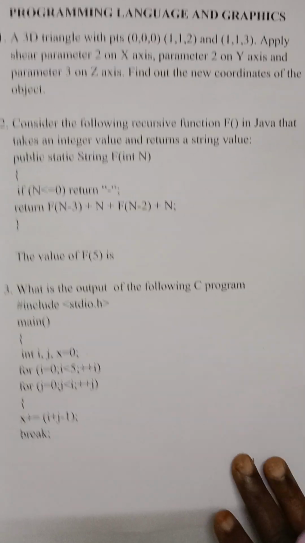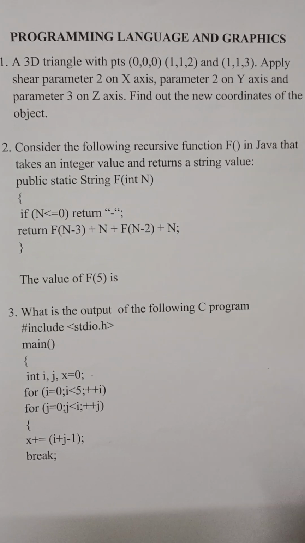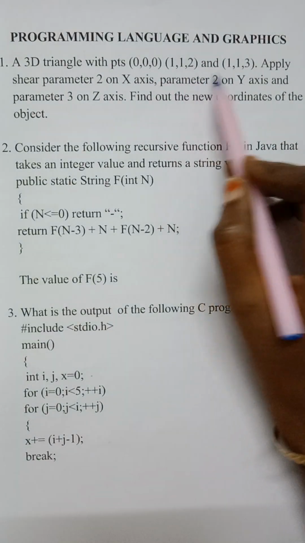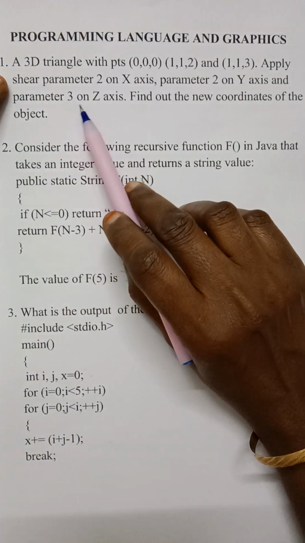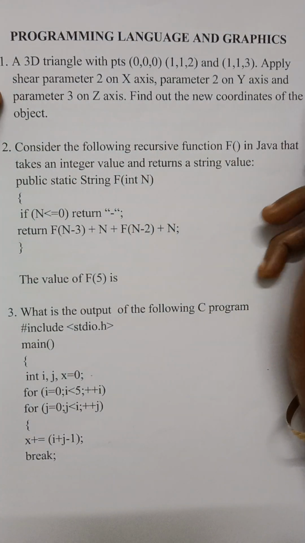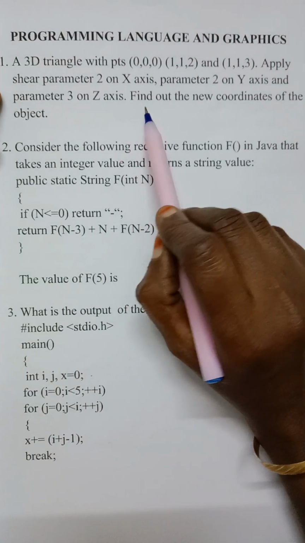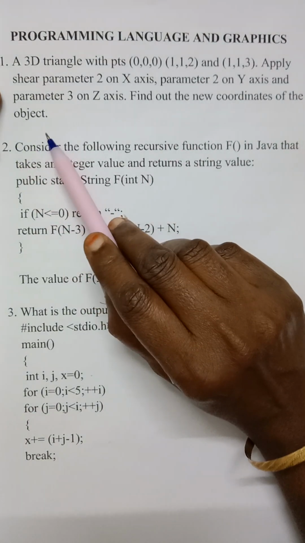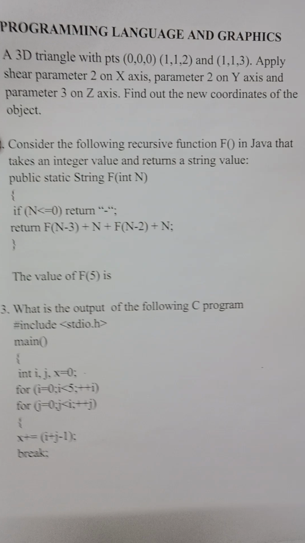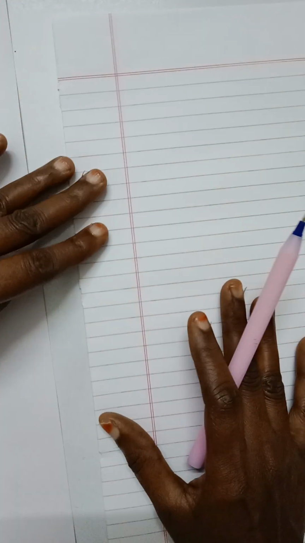Here are the problems. The first problem: a 3D triangle with 3 points is given. Apply shear parameter 2 on the x-axis, parameter 2 on the y-axis, and parameter 3 on the z-axis. Find out the new coordinates of the object. So this is a 3D shearing. First, we'll write the coordinates.